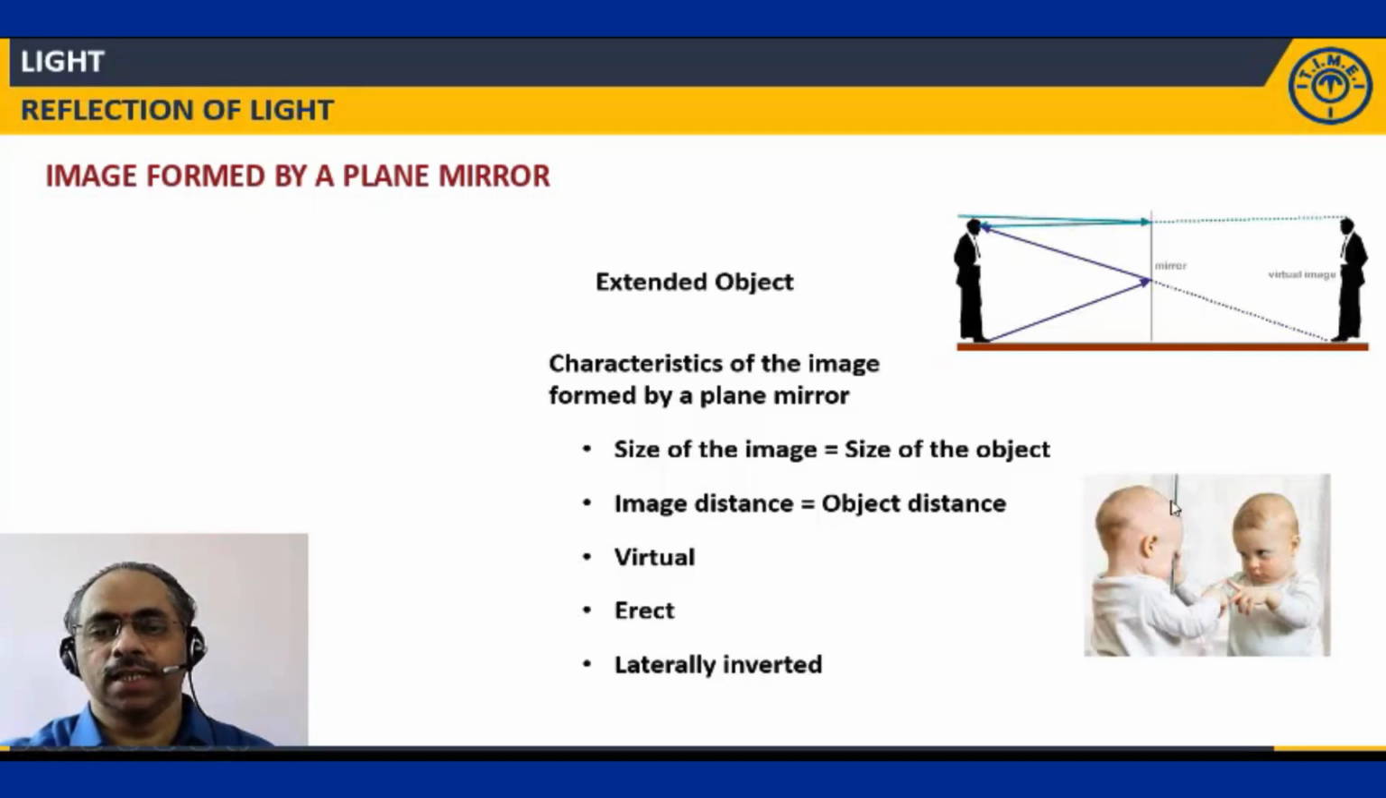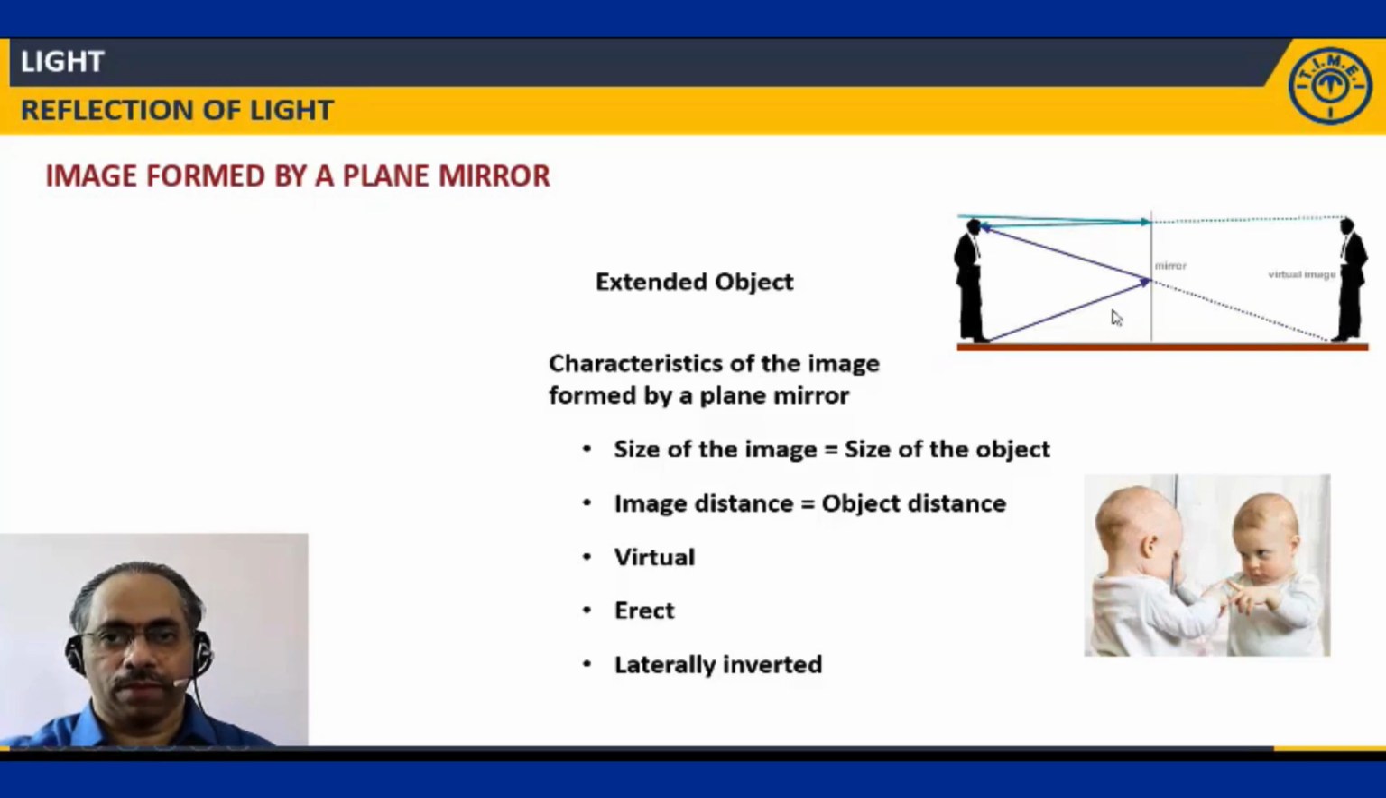See, you can see a small boy looking at himself in the mirror over here. On the left side is the person. He is looking into the mirror, and you can see the right hand he is putting forward. In the image, it is appearing as if the left hand of the image is put forward. This is what I mean by laterally inverted.